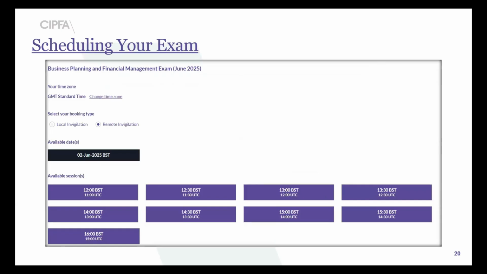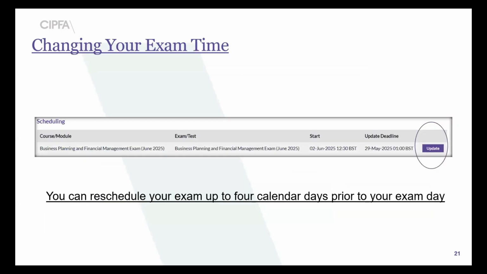If you do have any issues and you do need to reschedule your exam, you can change your exam time again 4 calendar days prior to this. Okay, so you can click on the update button and then you repeat the steps that I've done in the previous slide.